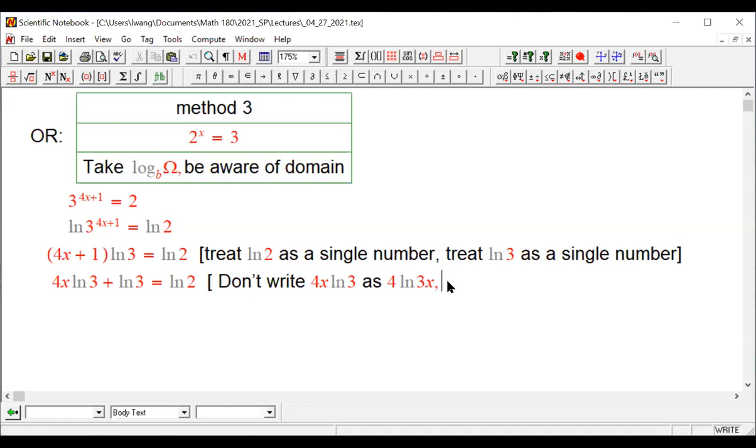And the other thing is, however, if you really want to write it that way, you can write it this way. That would be okay.